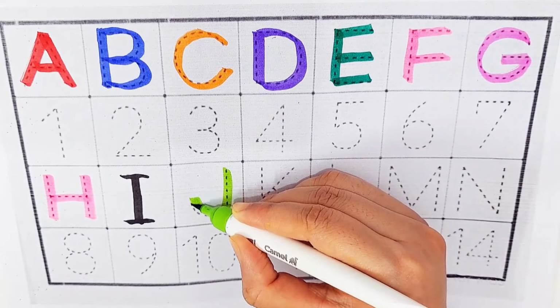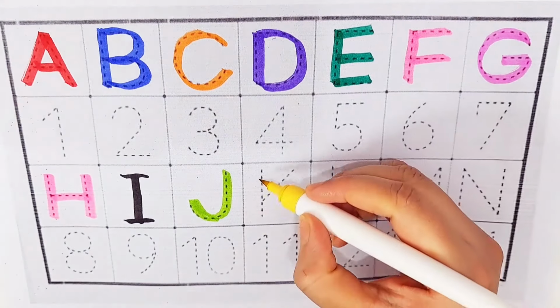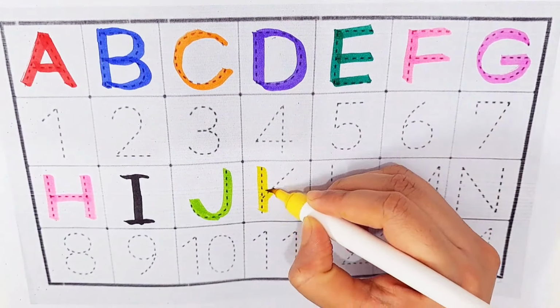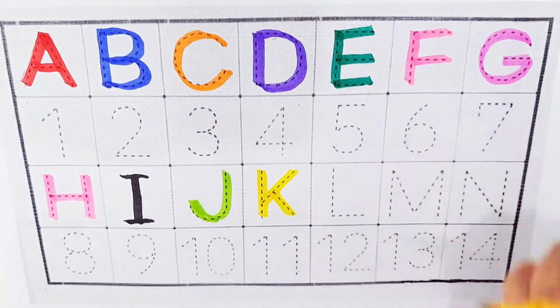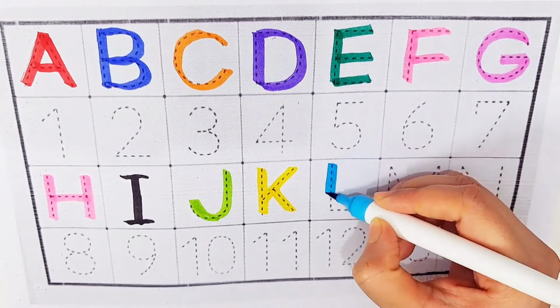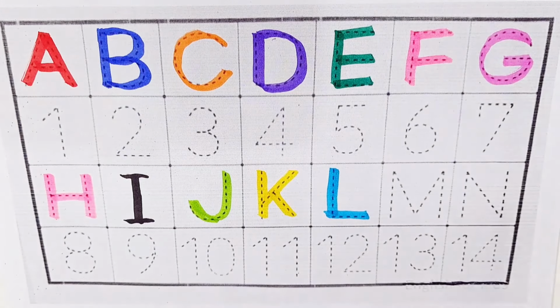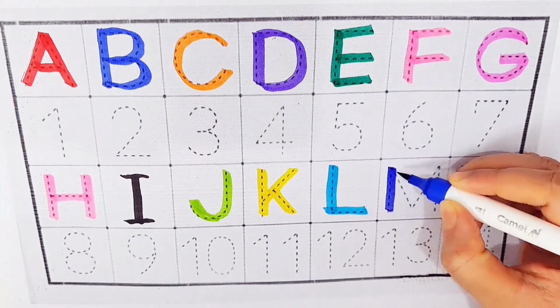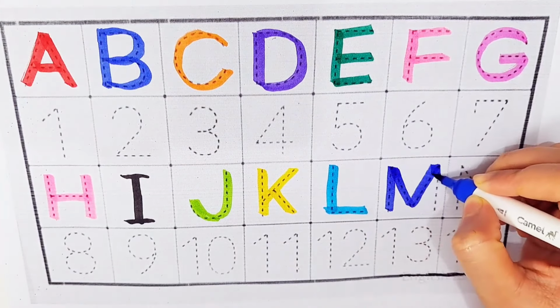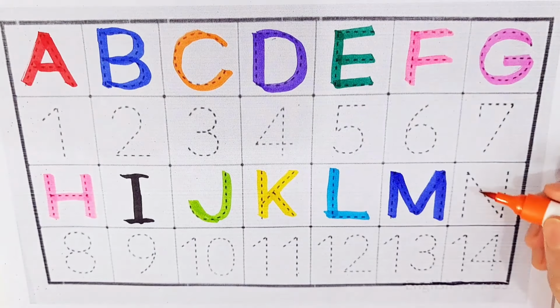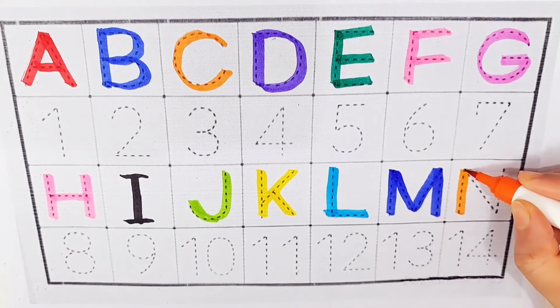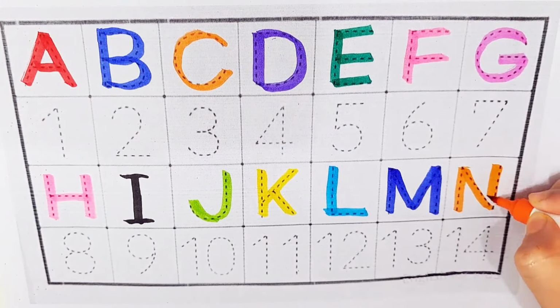J for jelly. K for king. L for lotus. M for moon. N for nest.